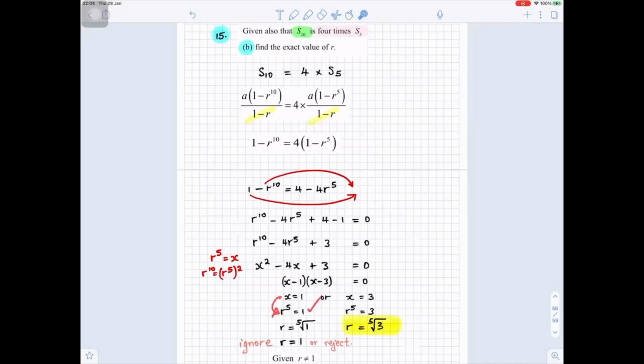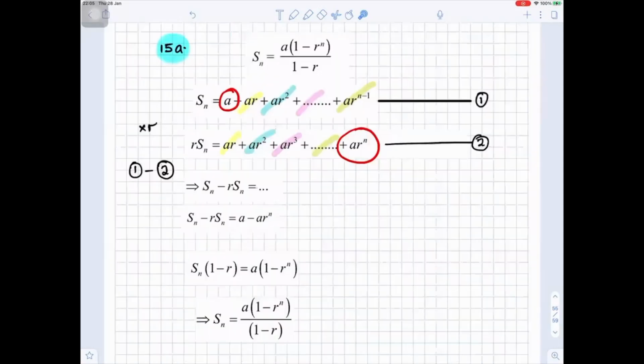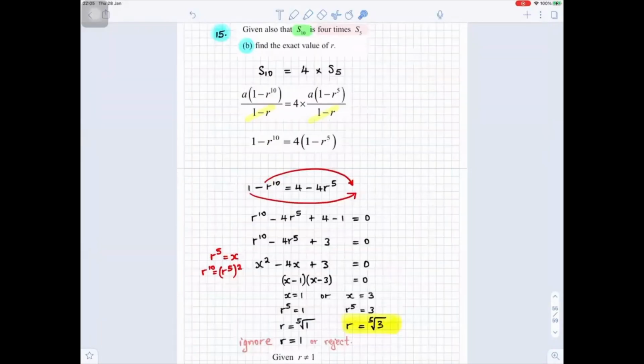r to the 5 is 1, so r is the fifth root of 1, which is 1. And we reject this answer. r to the 5 is equal to 3, so r is the fifth root of 3, which is the answer we want, because the question says given that r is not equal to 1. That's why we reject r equals 1. So that's your answer for 15A. And that's your answer for 15B.